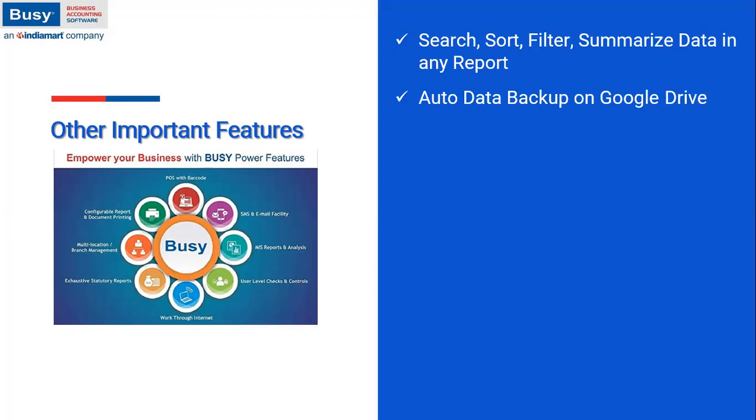Auto data backup on Google Drive. As you know, Busy is on-premise software, meaning desktop-based software, so your data is stored on the local system. If you want to configure the auto backup on Google Drive, your data will upload automatically from your system to Google Drive. Suppose your system is lost or corrupt, you can download the data from Google Drive and continue your work.